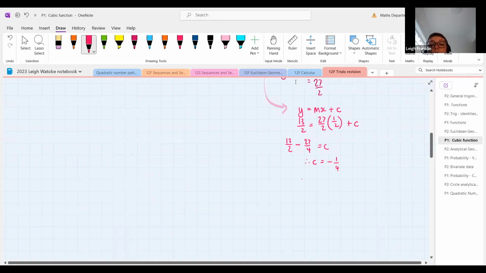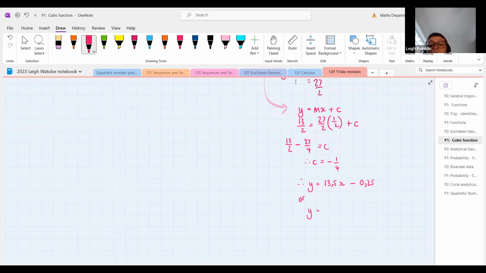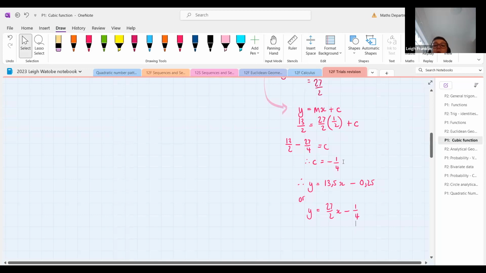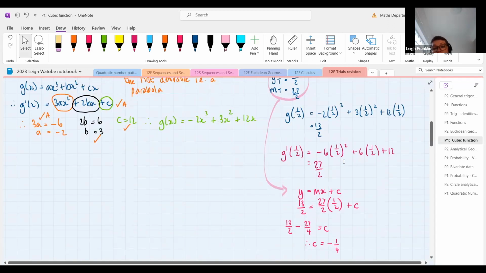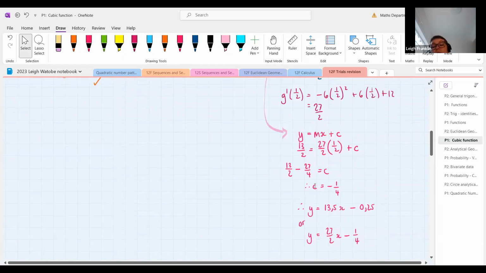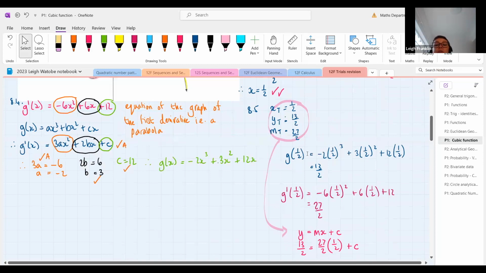So minus 1 over 4. So therefore, the equation of this tangent, so 27 over 2 is the same as 13 comma 5, if you want to write it like that, minus 0 comma 25, because that's a quarter, or if you felt like keeping it with the improper fractions, that's not a problem either. It would be 27 over 2 x minus 1 over 4. We generally wouldn't mix decimals with common fractions or improper fractions, but I don't think you would get it wrong if you did. Okay, there we go. So there is the equation of our tangent. Everybody happy? Are there any questions?